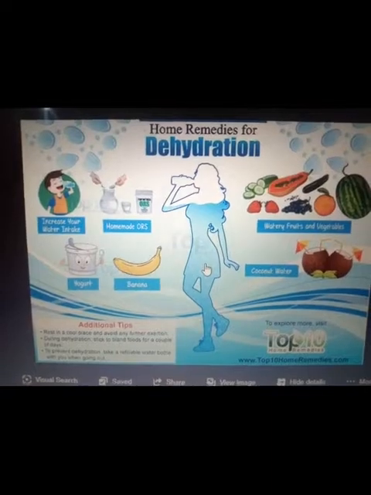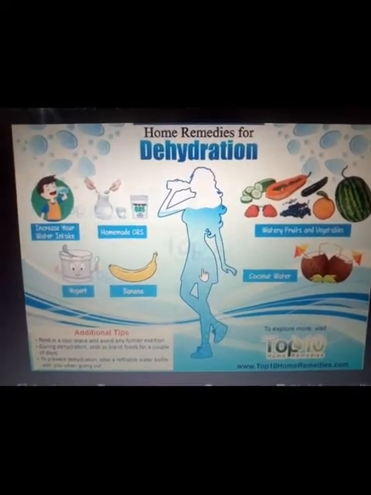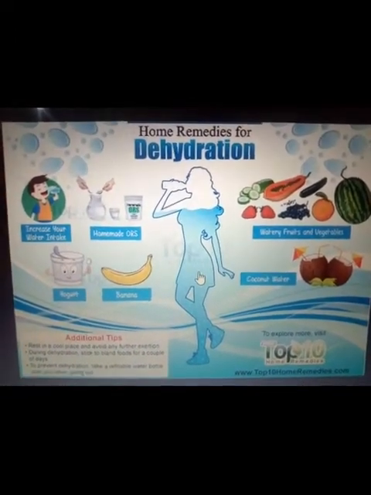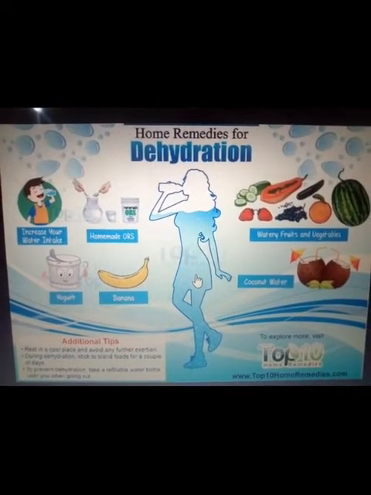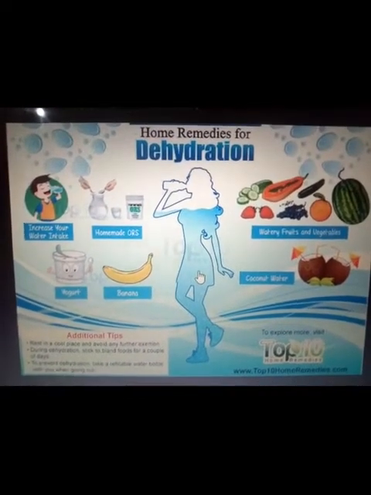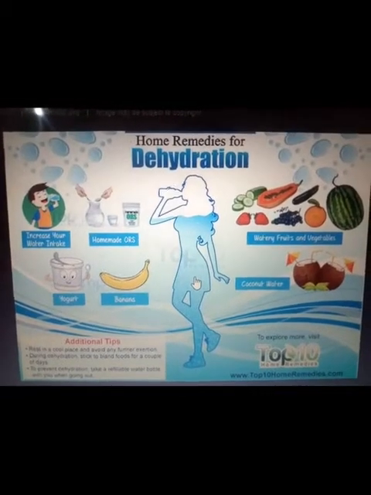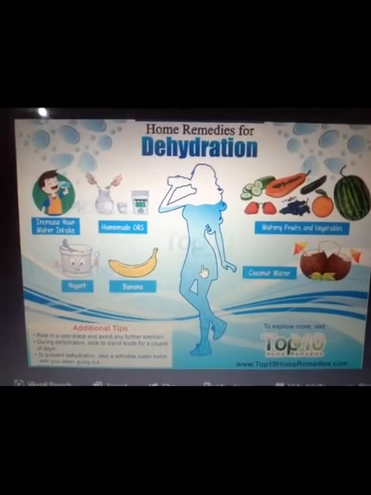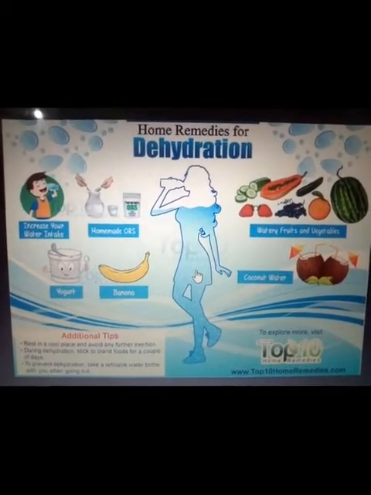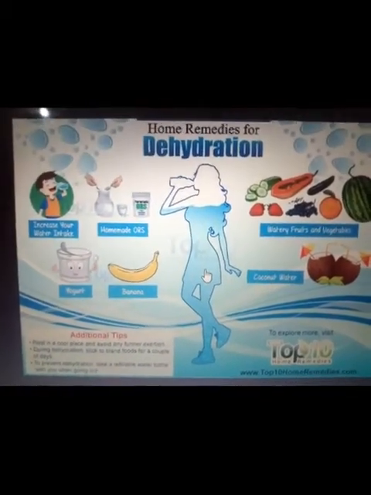Now, homemade remedies for dehydration are: increase your water intake. Homemade ORS, that is a solution of salt and sugar in water. We can have watery fruits and vegetables like watermelon, papaya, grapes as shown in the figure. Plus we can have coconut water. So these are the ways through which we can prevent or reduce dehydration.